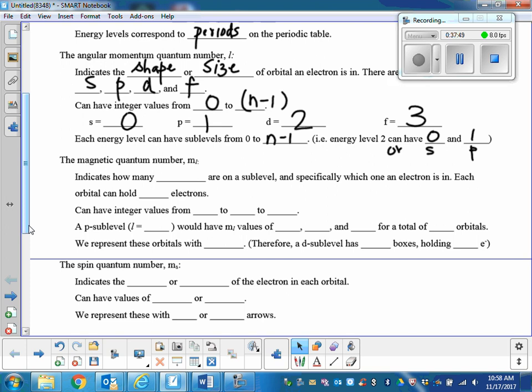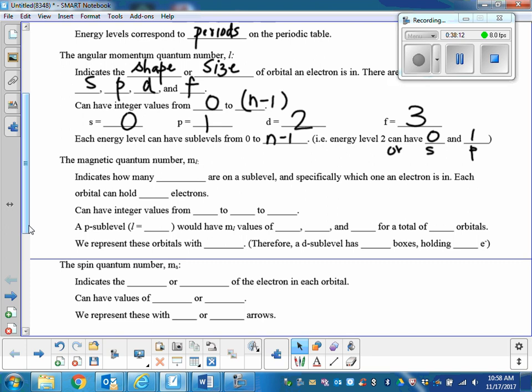When L equals 2, what are the possible values of ML? Minus 2, minus 1, 0, plus 1, plus 2. How many boxes do you draw for D? And why do you draw them? How many different orbitals of D exist? 5. Where is that coming from? From a solution to this equation.